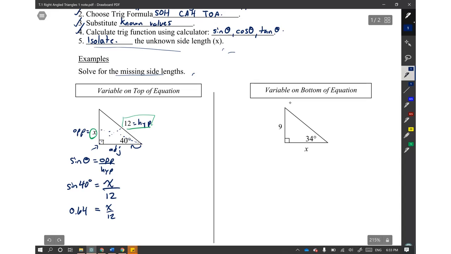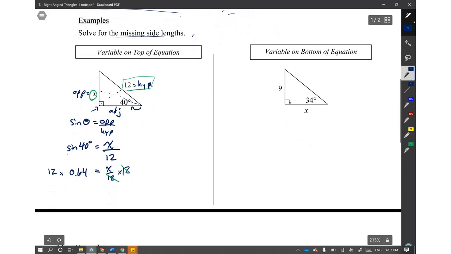Perfect. So I have an x here on the right-hand side. Right now it's being divided by 12. So in order to get rid of that, I'm going to multiply both sides by 12. I'll notice on my right-hand side, those cancel out, leaving me with an x on my right-hand side and 12 times 0.64 on my left-hand side. So I can put that into my calculator now. 12 times 0.64 equals 7.68.